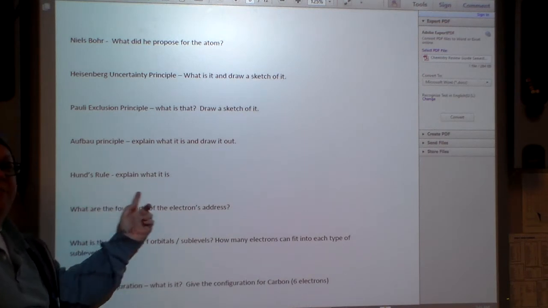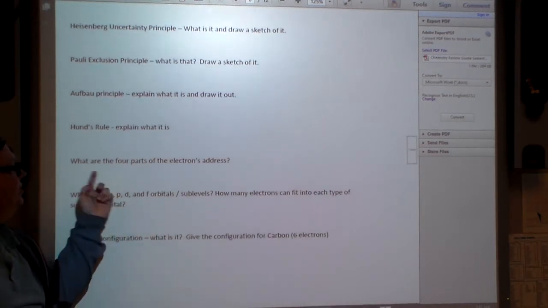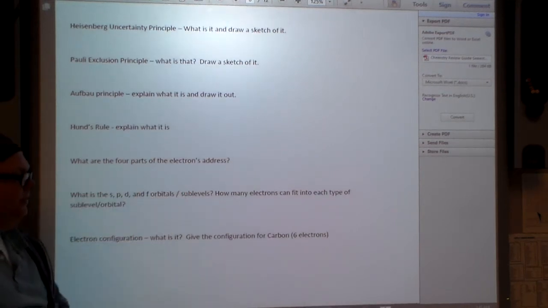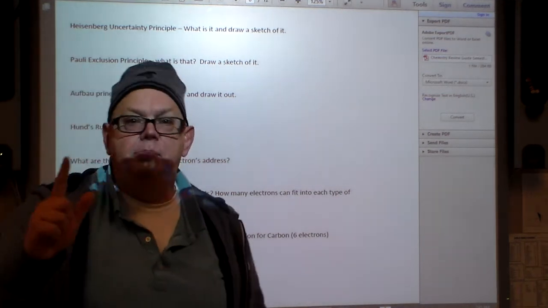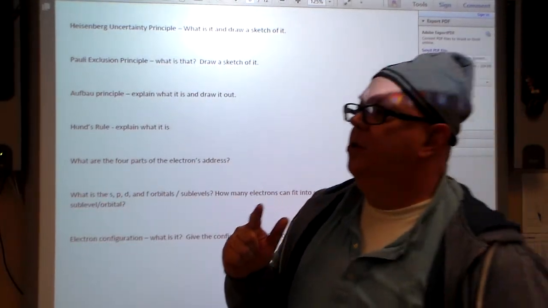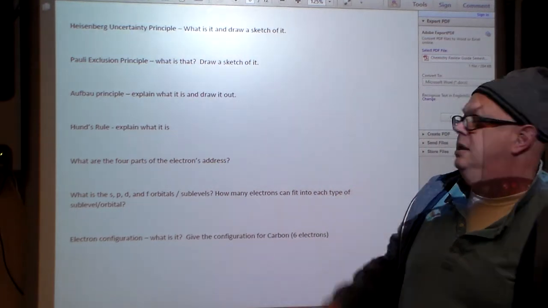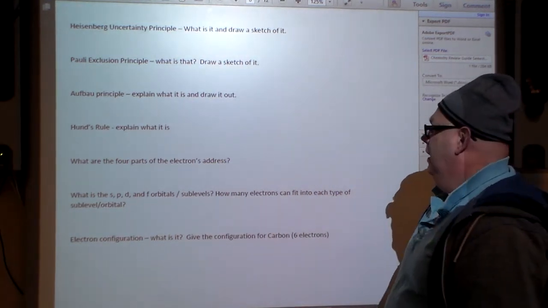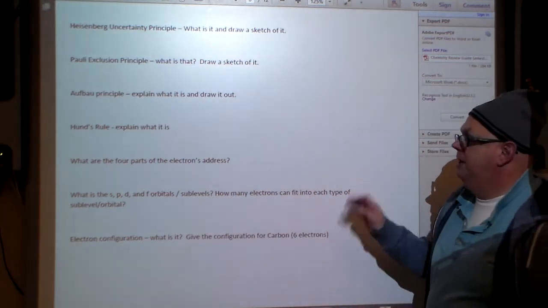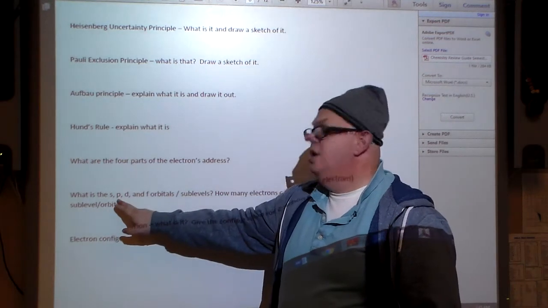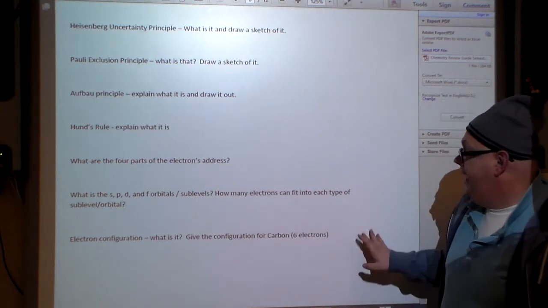Hund's rule, think about that Monopoly rule, okay? Electron configuration, you guys should know that. The 4 parts of the electron's address, remember: your basic energy level, the sub-level that it's going to be in, where in that sub-level it is, and then the spin, okay? S, P, D, and F orbitals, okay? You should know how many electrons fit into s2, p6, d10, f14, okay?